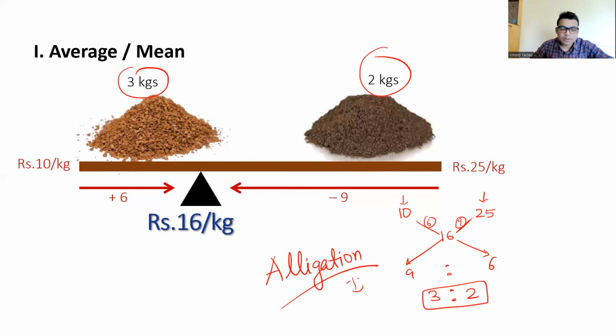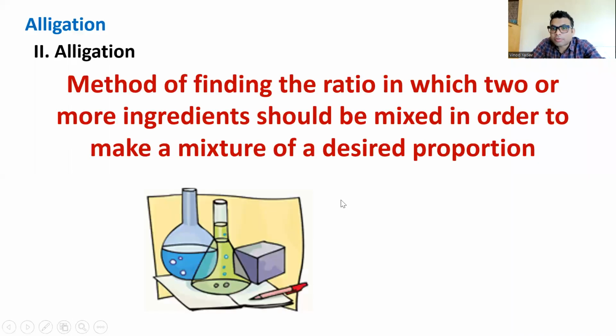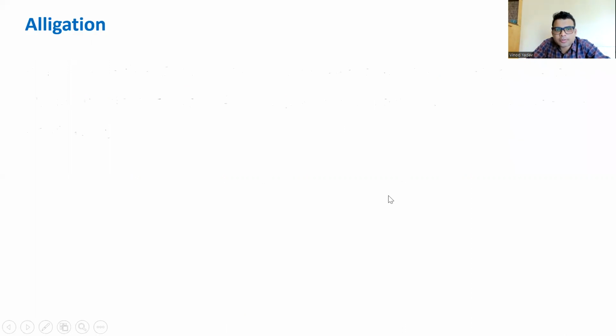Understood? So when do we use allegation? Yes, when we need the required ratio in which the two things should be mixed to get that desired average. All right, getting it? Superb. So what is allegation? Ultimately it is nothing but the method of finding the ratio in which two or more ingredients should be mixed in order to make a mixture of a desired proportion. This is the aim of allegation.